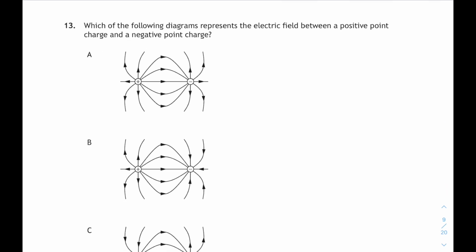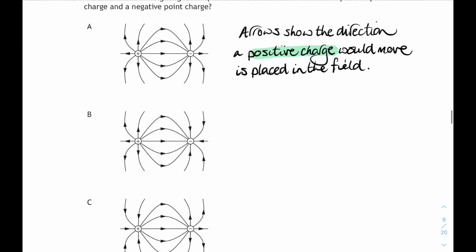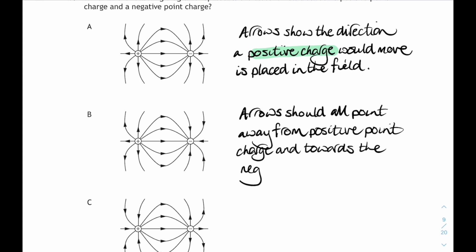Question 13. Which of the following diagrams represents the electric field between a positive point charge and a negative point charge? Well, the two key facts you need to know here are that the arrows on an electric field diagram show the direction that a positive charge would move if it was placed anywhere in the field. And the second fact is that the arrows should always therefore point away from a positive point charge and towards a negative point charge.